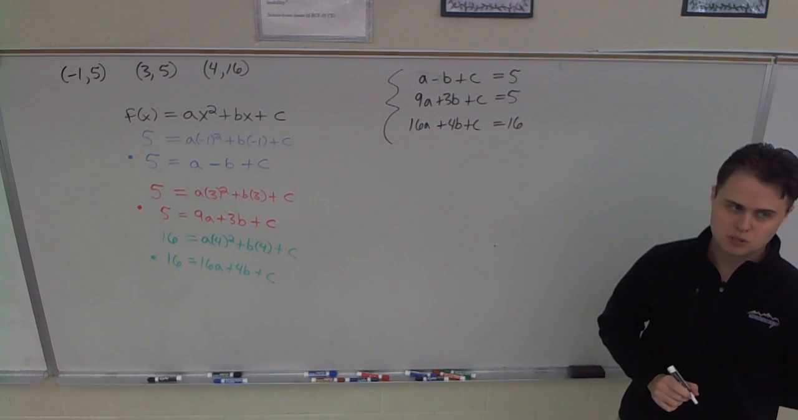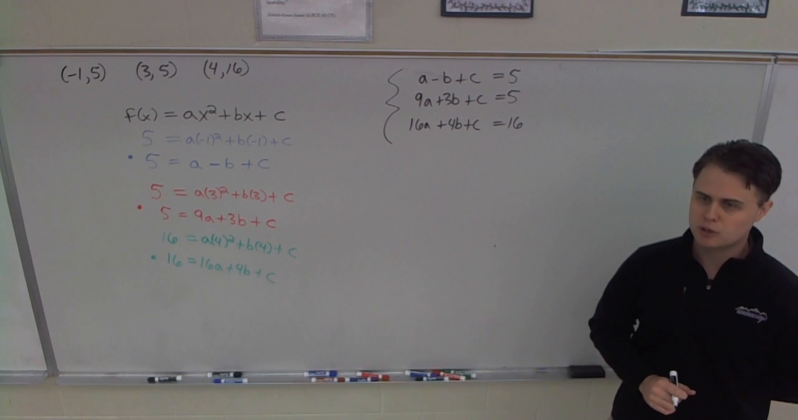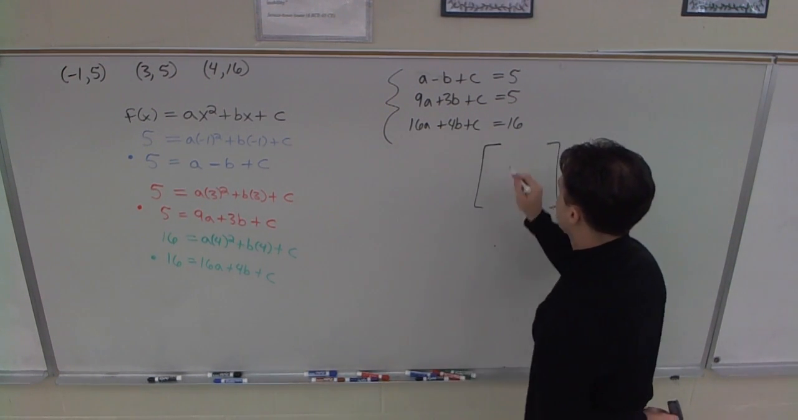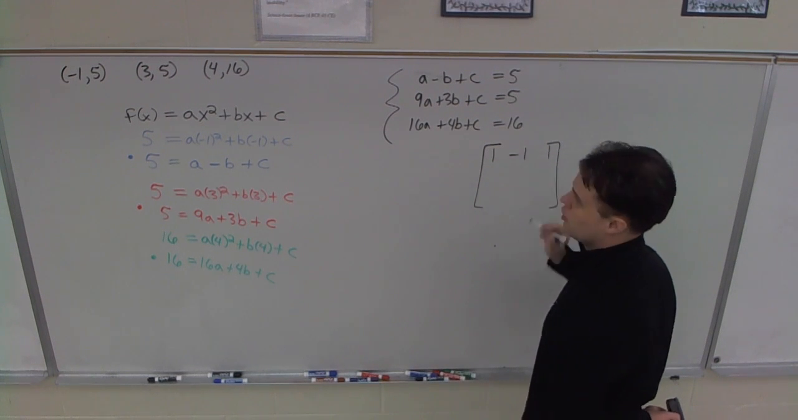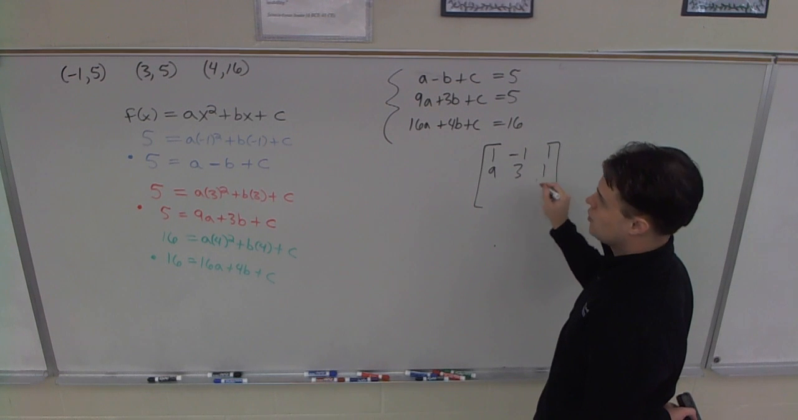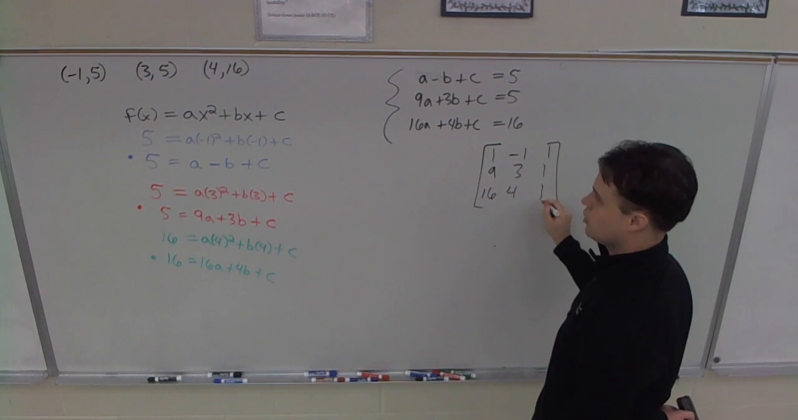That's a system of equations. It looks just like what we've done before. Turn it into a matrix equation. So, peeling off the coefficients: 1, minus 1, and 1. 9, 3, and 1. 16, 4, and 1.